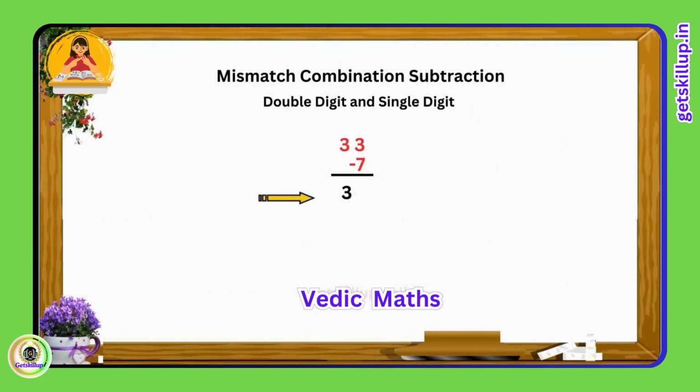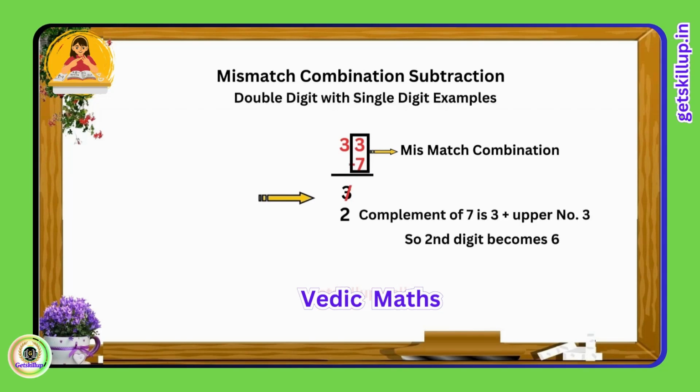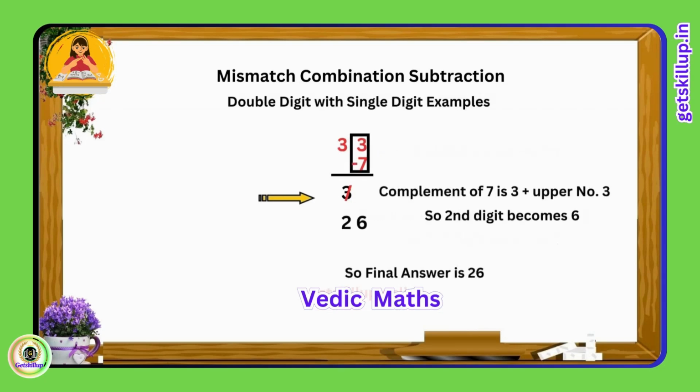However, there are cases of mismatch combinations, examples like 33 minus 7. We immediately adjust the top number. So in this case, we cut 3 from number 33 and write it 2. Because the next pair indicates a mismatch number. Now we find the complement of the bottom number 7, which is 3, and add it to the top number. So 3 plus 3 equals 6. Thus the answer is 26.